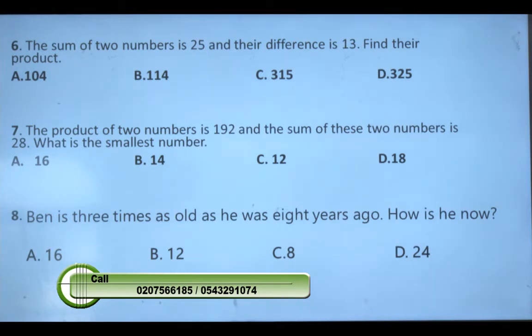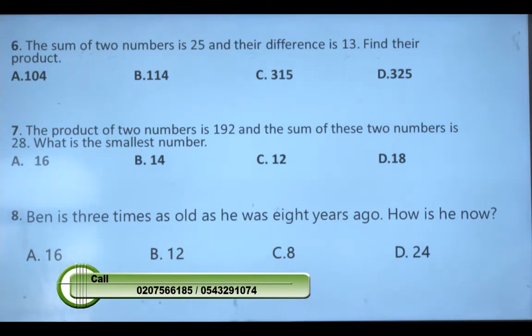Okay, Mustafa. I think question 1 is either A, B, or C, or D. Okay, question 2. Question 2 is A. Mustafa is saying A. It's D. Number 3, D. Number 4, B. Number 5, B. Mustafa, number 6, 7, 8.